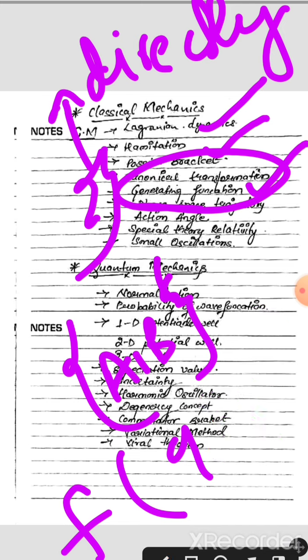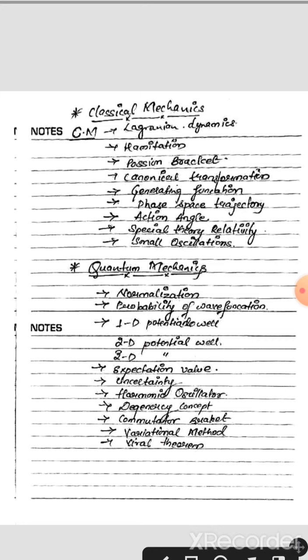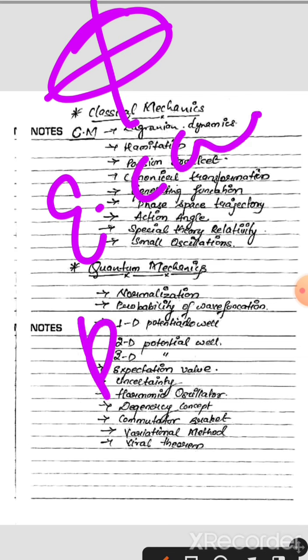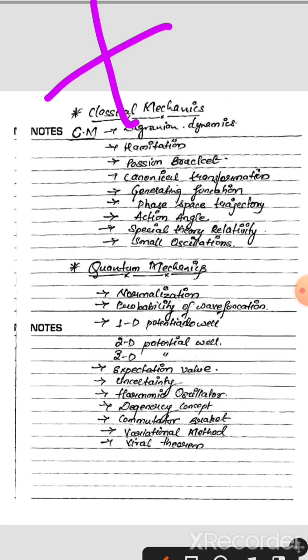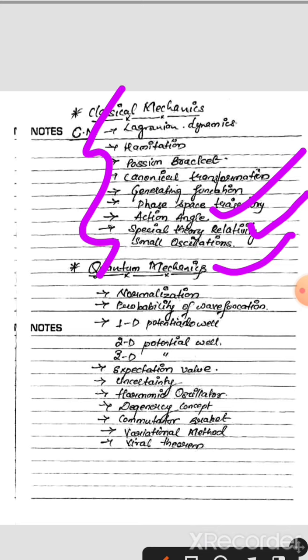Next comes phase space trajectory. Here, simple direct questions have appeared in a few years. According to the study, they will show a graph and ask whether the energy is conserved or not, or find the momentum, or how the system behaves. These are the questions in phase space trajectory. Next comes action angle, with a few direct questions, and then special theory of relativity and small oscillations. These are the things we should cover in classical mechanics.